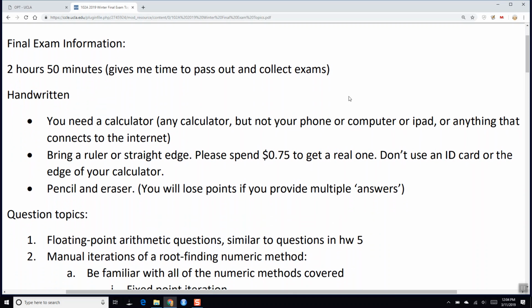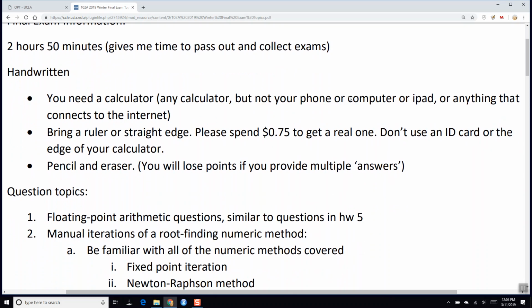So anyway, you need a calculator. Absolutely, you need a calculator. Do not forget your calculator. You'll be in trouble, okay? Just make sure it's not your phone, or something that connects to the internet where there's a possibility of you talking to somebody else, okay? So any calculator is fine. Graphing calculator, that's fine. Scientific calculator, that's fine.